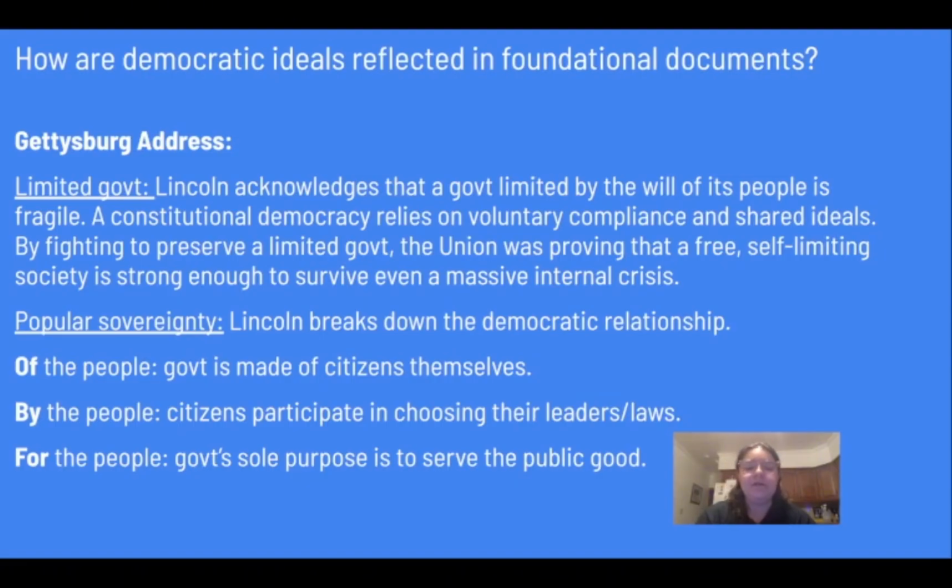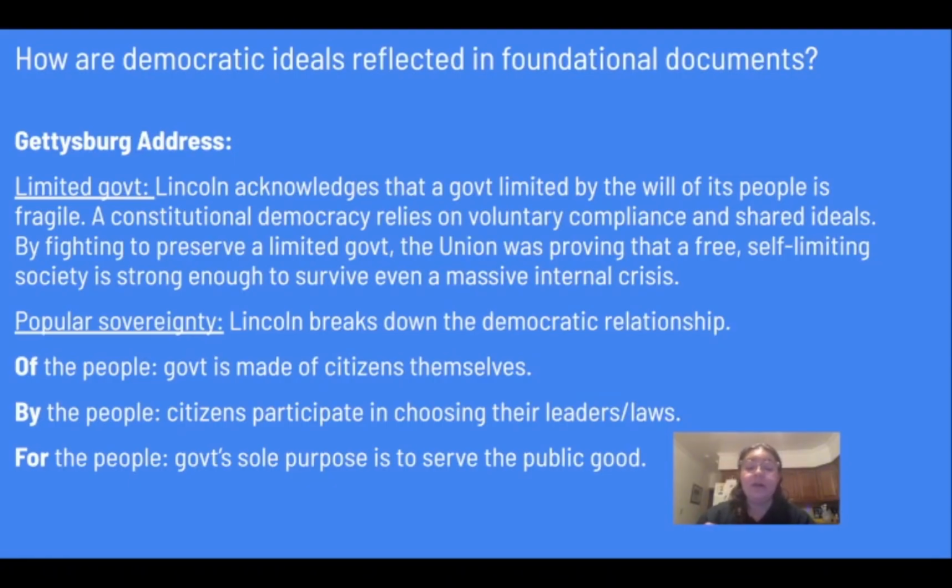In popular sovereignty, Lincoln breaks down the democratic relationship. Probably the best example we see of popular sovereignty in the Gettysburg Address is when he mentions a government of the people, by the people, and for the people. That's probably one of the best examples in human history, I would say. So he's breaking down the democratic relationship. And what does all that mean?